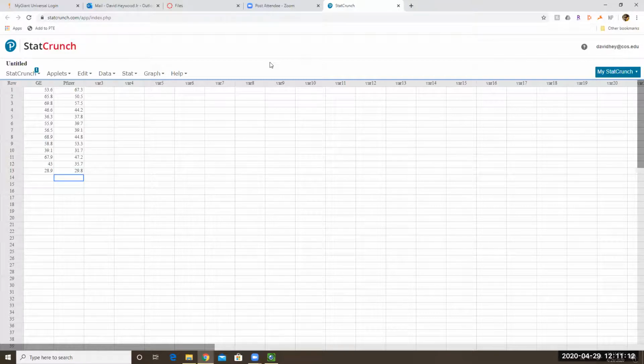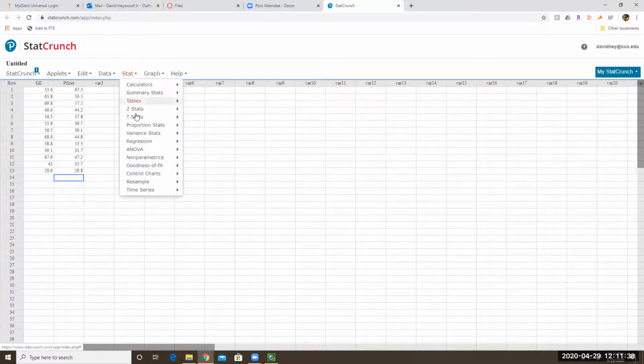Okay, let me double check real quick, make sure that I've got these in there correctly. Okay, the GE looks good. Moving on to the Pfizer. Okay, Pfizer looks good too. All right, so let's run the test now.